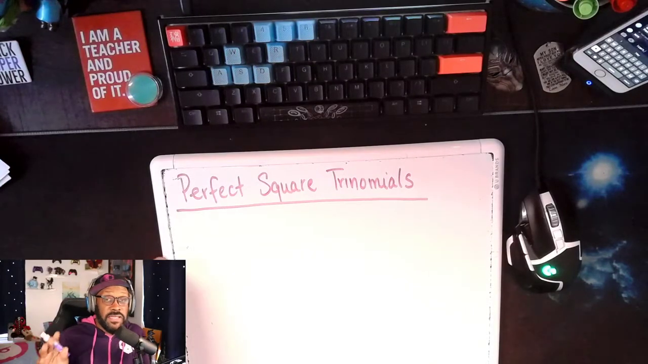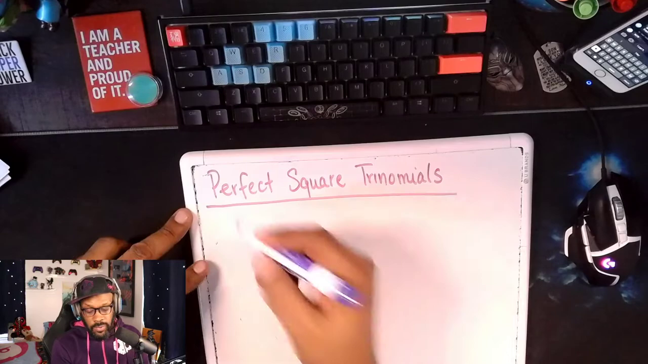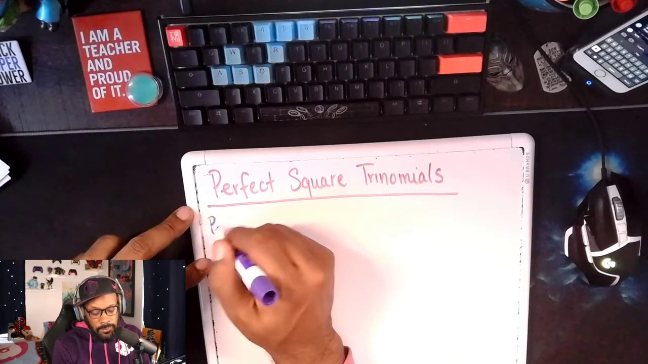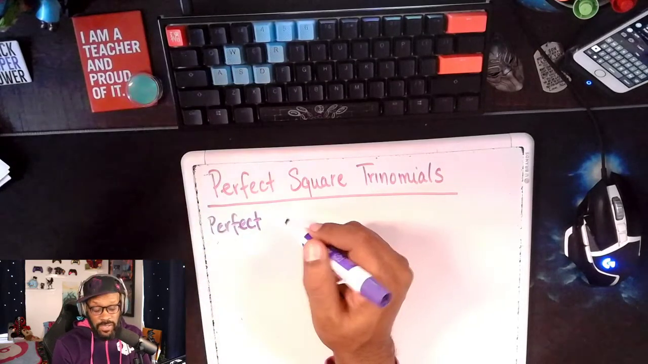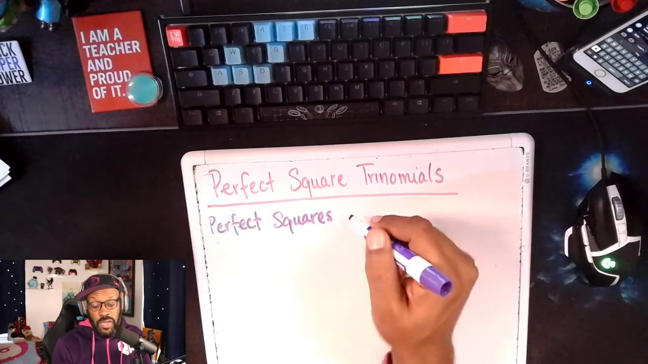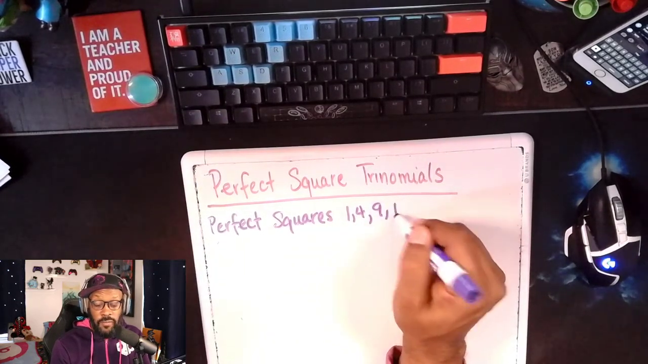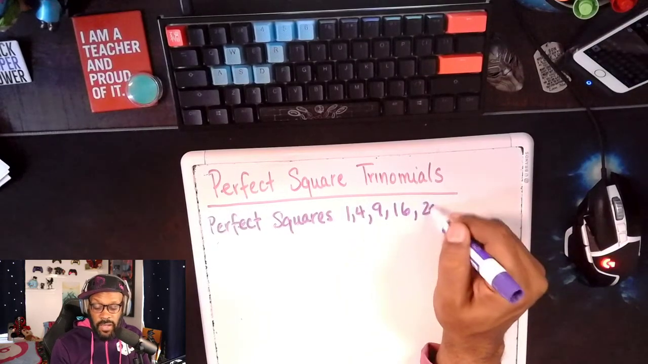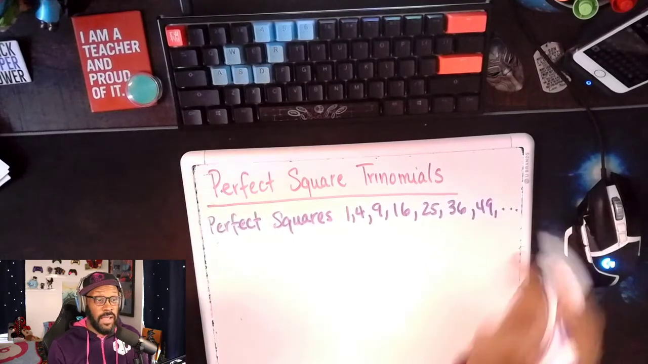Let's get going with this idea of perfect squares. Let's remind ourselves, remember perfect squares, and I'll put a bunch at the top. Perfect squares are numbers we can multiply by themselves to get that result. So 1 times 1 is 1, 2 times 2 is 4, 3 times 3, 4 times 4, 5 times 5, 6 times 6, 7 times 7, et cetera. You got it. Perfect squares.